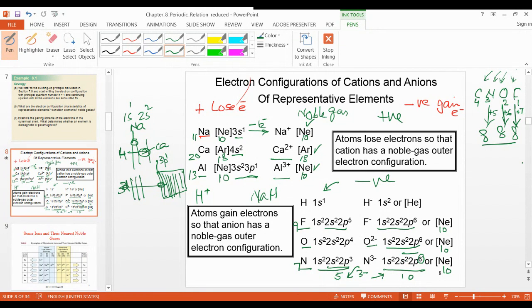Wait, I have written something wrong. Sorry, it is in the third group, it has 3 minus, right? So how will this get a 3 minus charge? It will receive 3 electrons, right? It received 3 electrons, so it will get a 3 minus charge. But it was in the fifth group. Fourth group, fifth group, sixth group and seventh group.